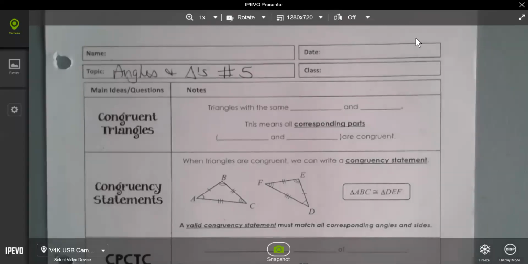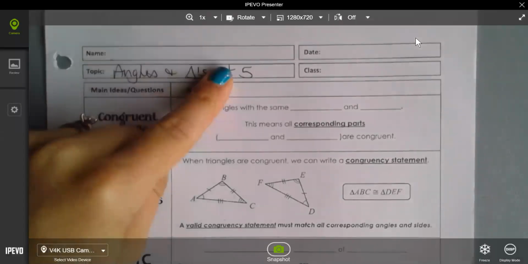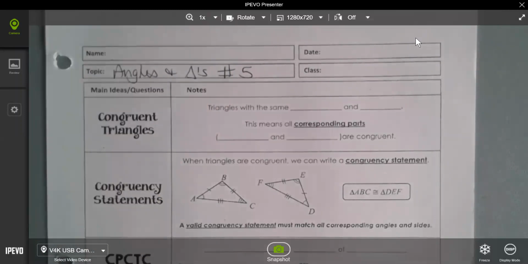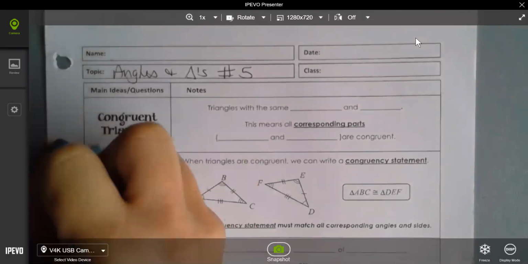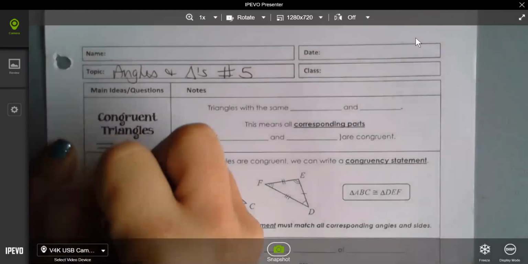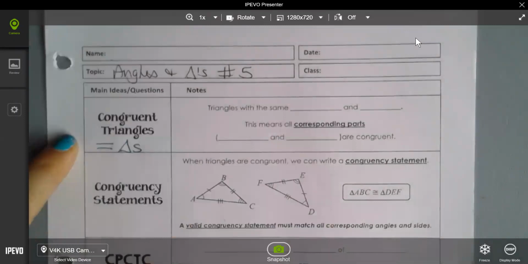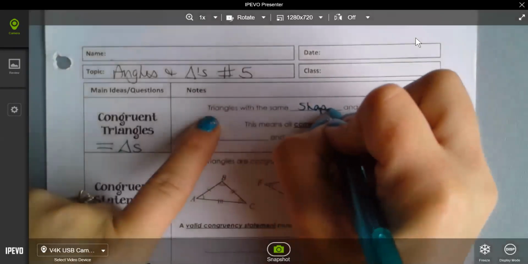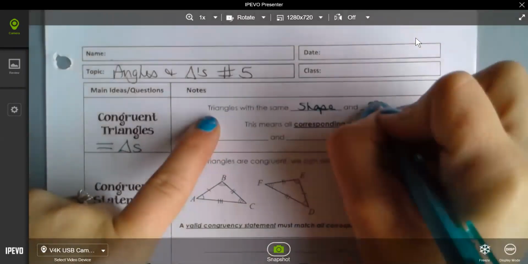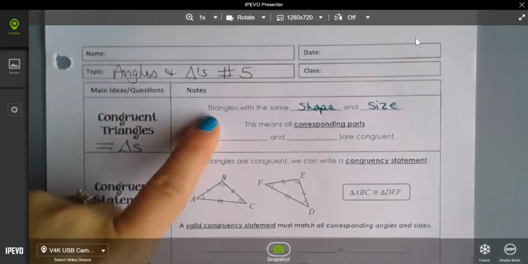Moving forward today with angles and triangles, this is lesson number 5. So today we are going to look at congruent triangles. Congruent triangles just means equal triangles. Equal triangles are triangles that have the same shape and they have the same size.